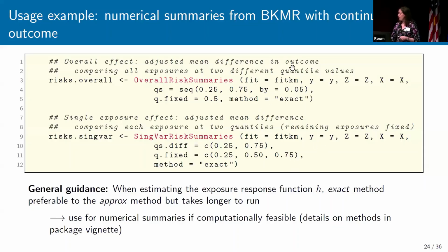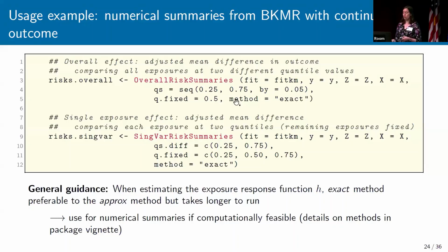So to implement that, you would specify what the model fit is. So fit KM, the exposure, outcome, and covariate matrix. And then you would specify a sequence of values that's considered sort of the high level, the comparator level, and then you would have a fixed level where you'd want to compare them at. But you can specify these to be whatever you want. I think these might be the default settings. And then just note here that using an exact method, there's different ways of getting at these risk summaries.